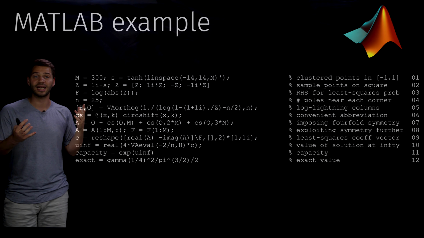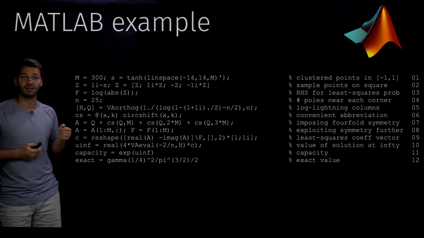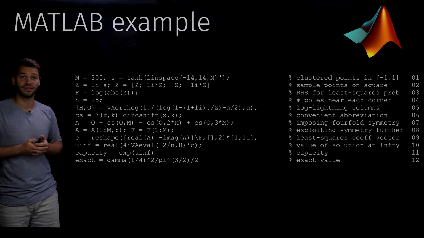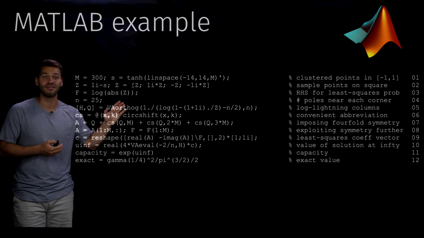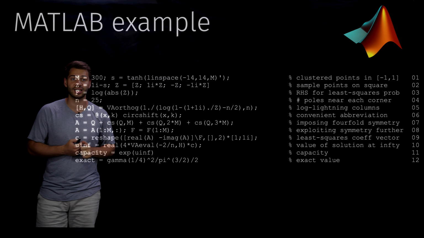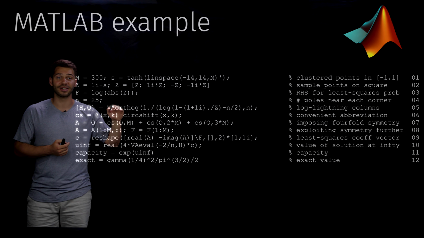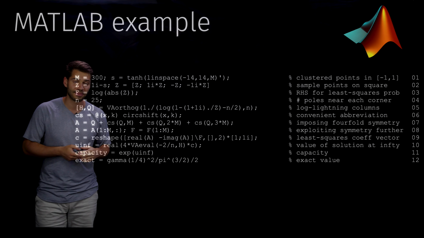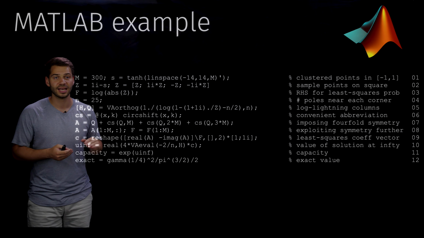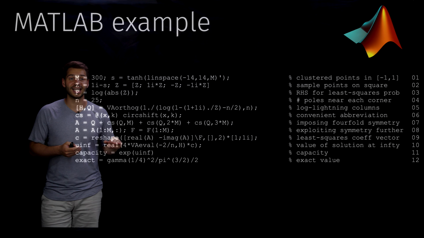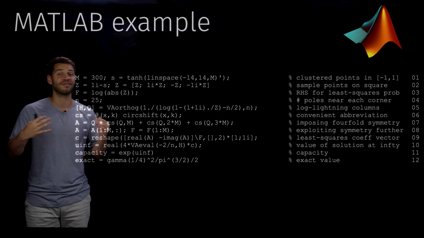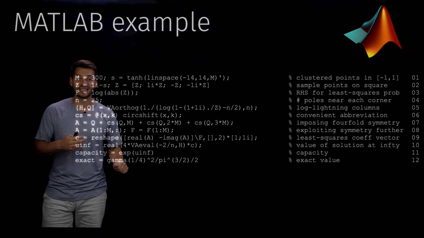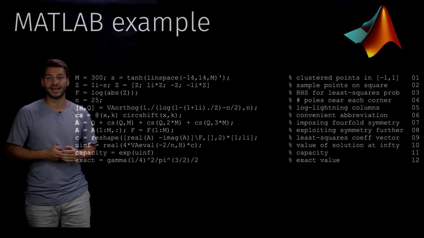Here we set the degree of the polynomial to use in the reciprocal log variable. Here we're doing the Vandermonde and Arnoldi orthogonalization that I mentioned previously. So if you want to run this, then you need the VA orthog code, which you can find online. The next three steps are exploiting the symmetry of the square. This step isn't necessary, but here it makes the solver a couple of times faster. Here we're doing the least squares fitting. And then here we're calculating the value of u at infinity, and that gives us the capacity on the next line. And then on the last line, we're calculating the exact value of the capacity.